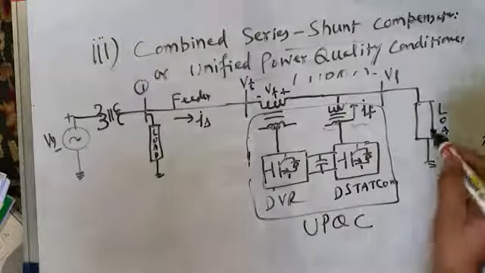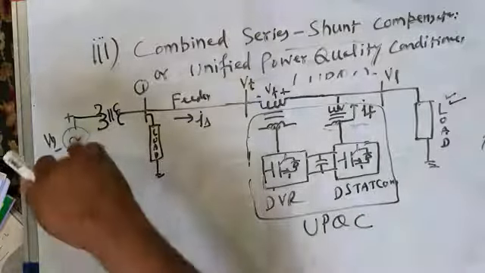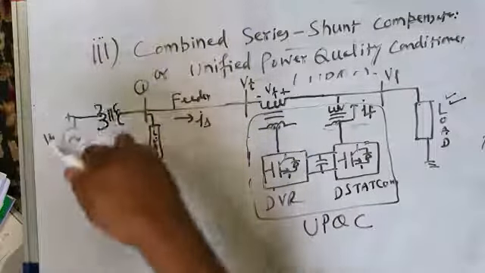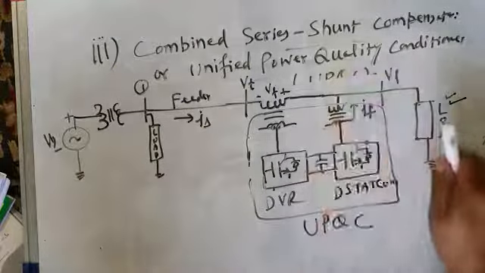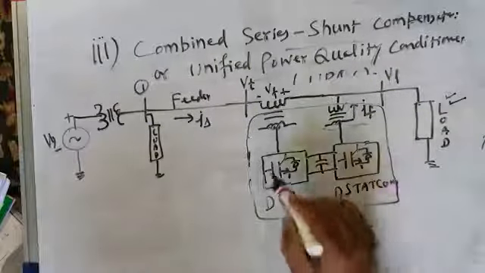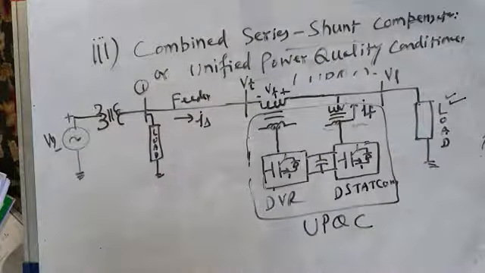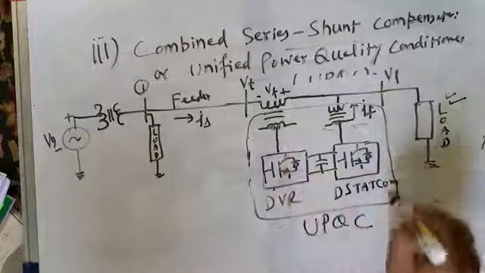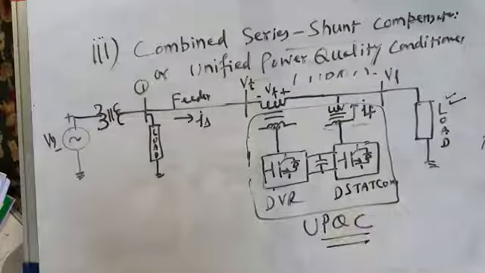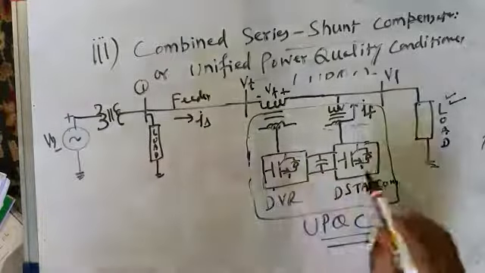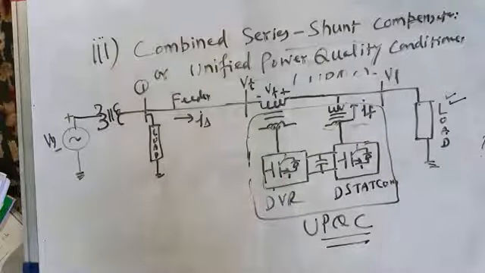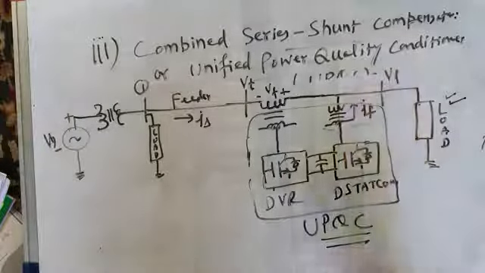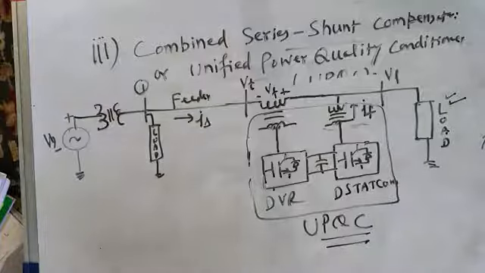It may happen that this load is a polluting load and simultaneously the source has dips, sags, swells and distortions also. So in that case, you need both types of compensation: load compensation as well as voltage compensation. So you need both DVR as well as D-STATCOM. So we use a single custom power device which is called Unified Power Quality Conditioner, UPQC, which is actually a combination of DVR and D-STATCOM, with DVR compensating for voltage related power quality problems and D-STATCOM compensating for current related power quality problems.